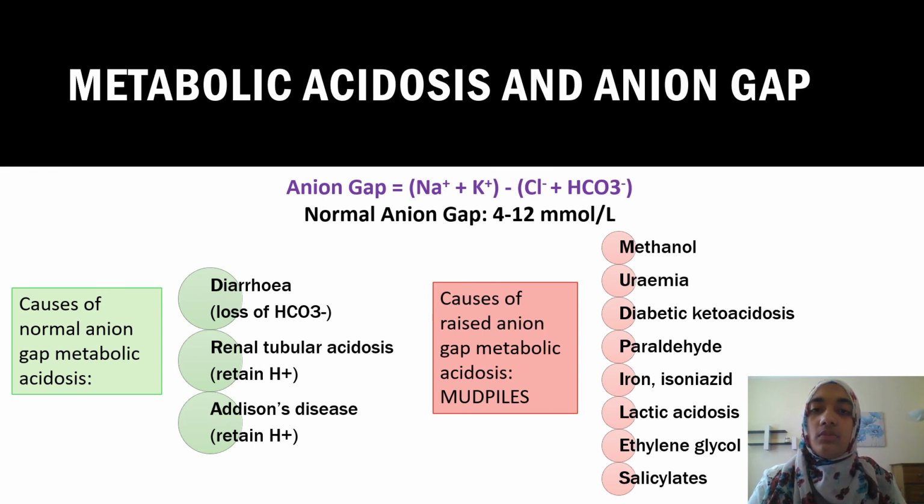And one of the commonest here is diarrhea, but can also be from things like renal tubular acidosis or Addison's disease. There are also some causes of raised anion gap metabolic acidosis, and the acronym to remember this is MUDPILES. Looking at this acronym, we're unlikely to see people with a paraldehyde overdose or an ethylene glycol overdose, which is antifreeze. But there are some common things that we might see for patients with a metabolic acidosis and a high anion gap, typically DKA, lactic acidosis, and a salicylate or aspirin overdose.